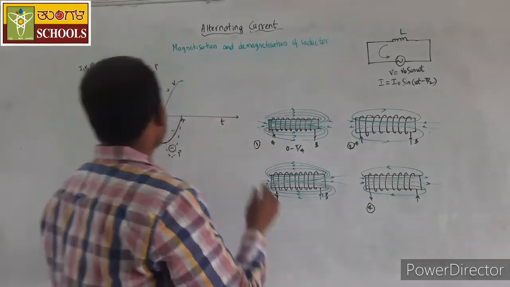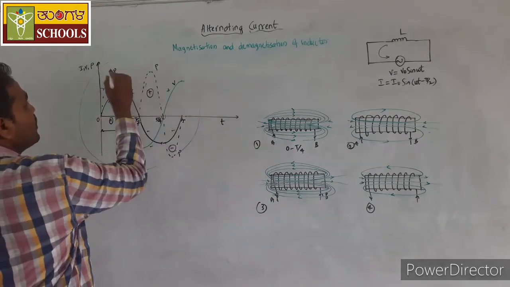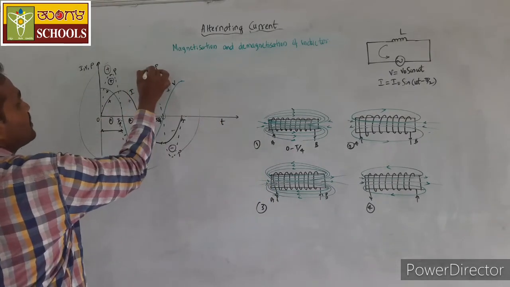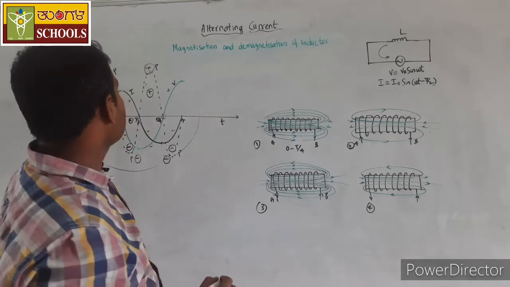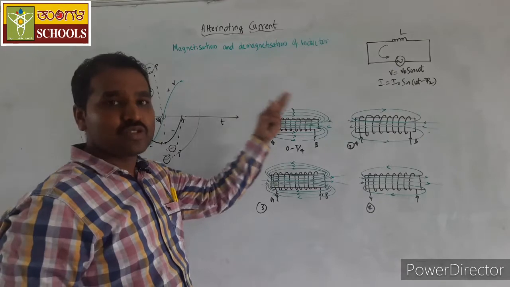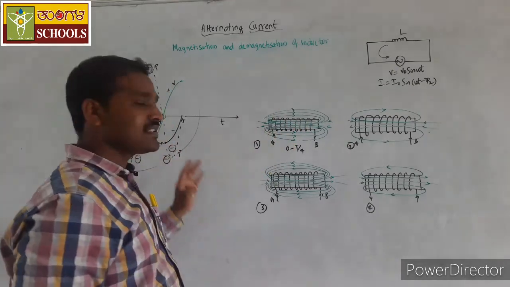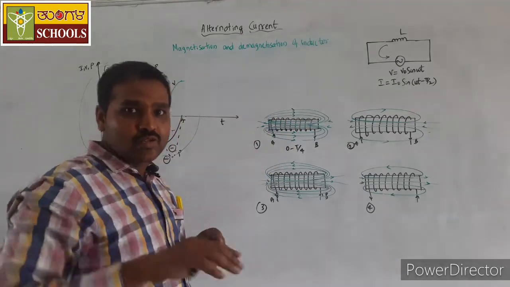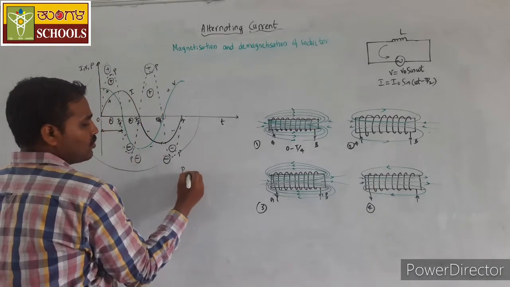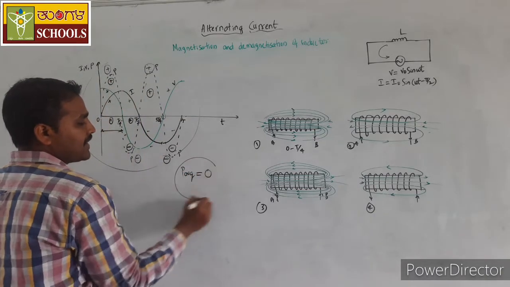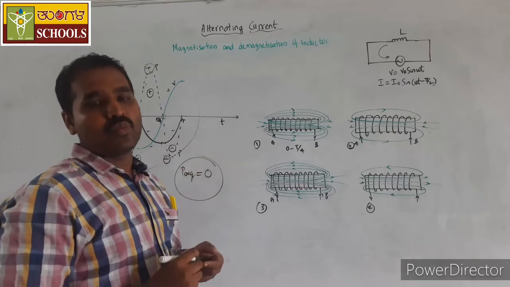Observe this graph here. During 2 quarters the power is positive, and during 2 quarters the power is negative. Positive power indicates the energy is given to the inductor, negative power indicates the energy is given back to the source by the inductor. Hence, over one complete cycle, the average power is equal to 0.